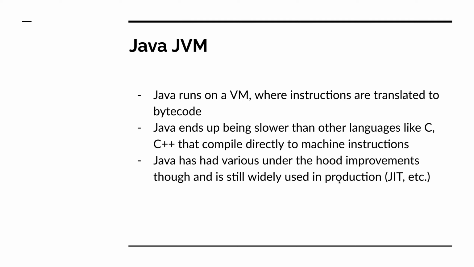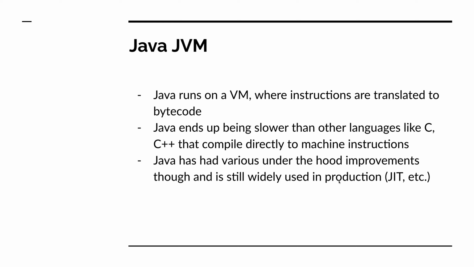So talking a little bit more about the Java JVM, a virtual machine is essentially where you have these coded instructions, not that different from what you would actually see at a CPU level. And those instructions are then essentially translated to bytecode, which is what the CPU then runs.